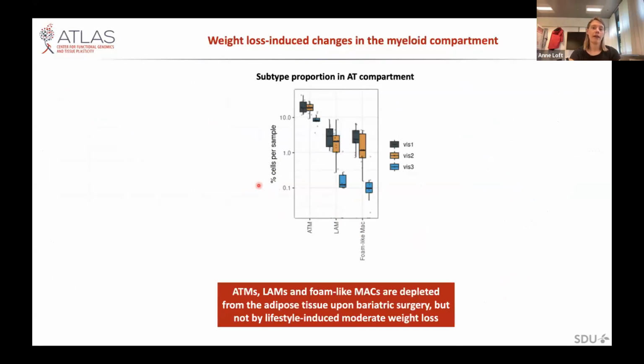And here we saw again that there were only minor insignificant changes in response to the moderate weight loss induced by the diet, whereas we again saw a very dramatic decrease in response to the bariatric surgery. So it really seems that upon this moderate weight loss, where people only lose 5 to 10% of their weight, and therefore, of course, are still quite obese, there's a requirement for the macrophages to be there and to contribute to the cleanup of lipids in the tissue.